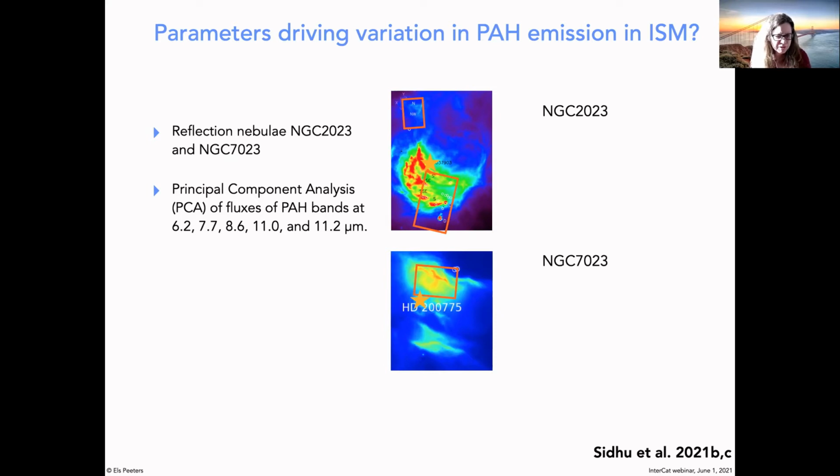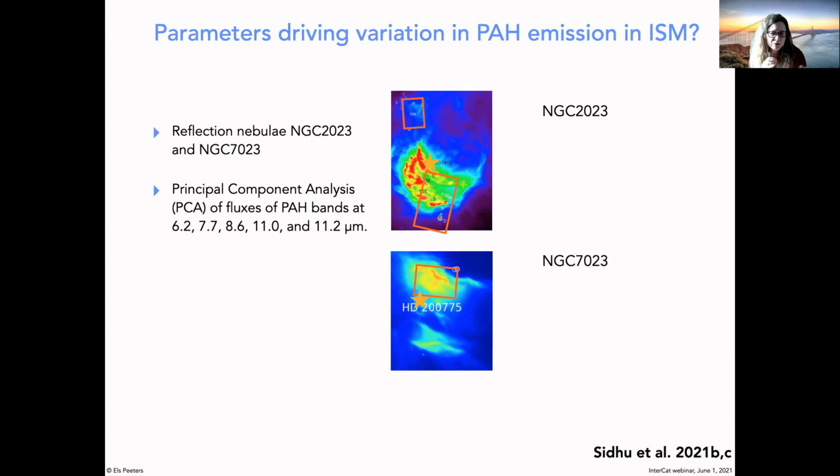So we have the 6.2, 7.7, 8.6, 11.0, and 11.2 micrometer bands. And we did a principal component analysis on these fluxes. The principal component analysis is basically, so we have as input 5 variables, the fluxes of the 5 different PAH bands. And the principal component analysis is going to look for a set of independent variables that can explain all the variation that you see in the spectra.